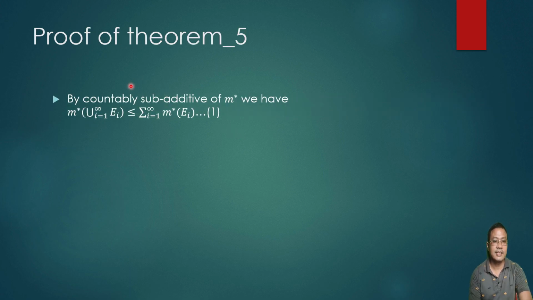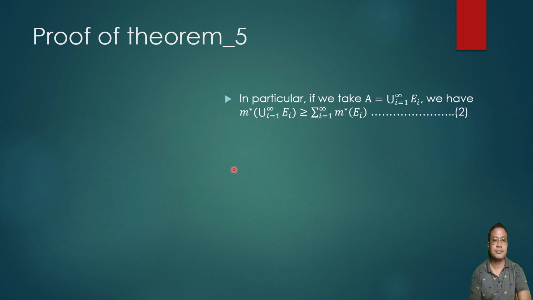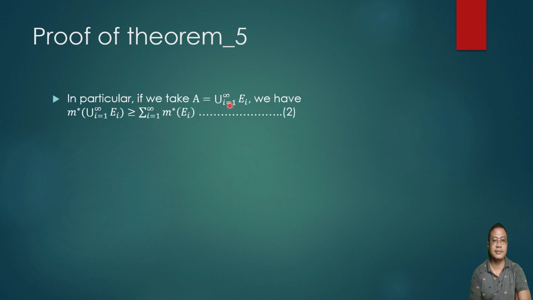By countable subadditivity of M star, we have this inequality. All right, we also know, and we have already explained this, that M star A is greater than or equal to M star of A intersection E1 plus the summation, i running from 2 to infinity, of M star of A intersection E_i intersection the complement of the union over j less than i of E_j, plus M star of A intersection the complement of the union over j running from 1 to infinity of E_j, for any set A. So in particular, if you take A equal to this union, you have this one.